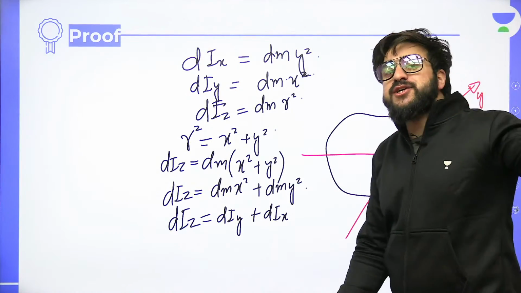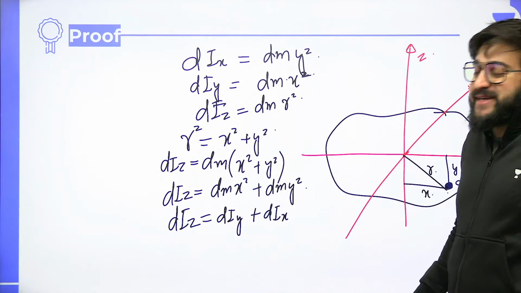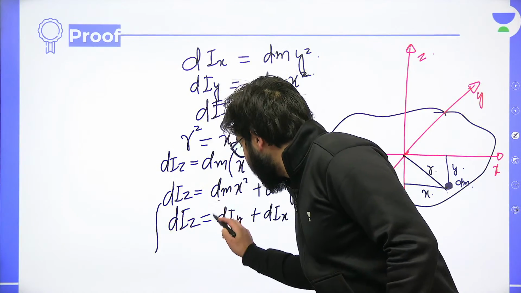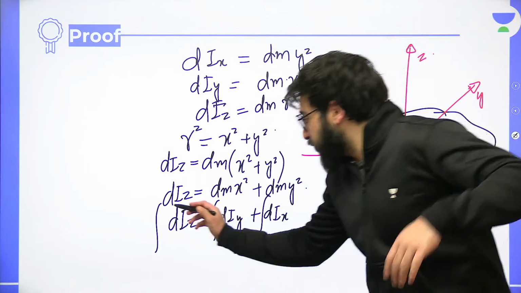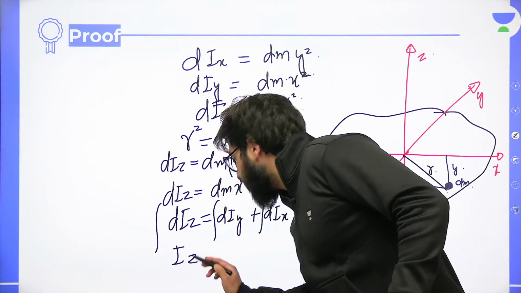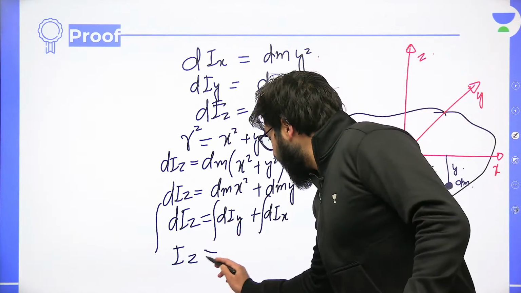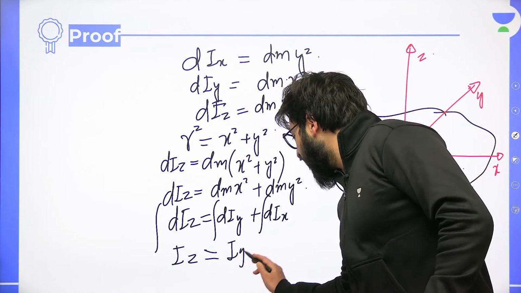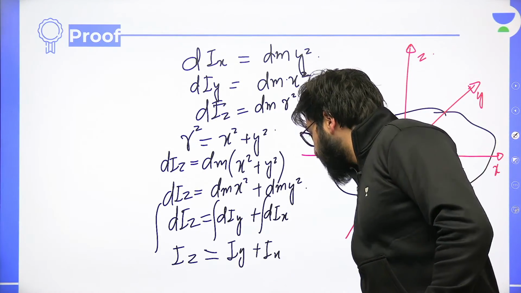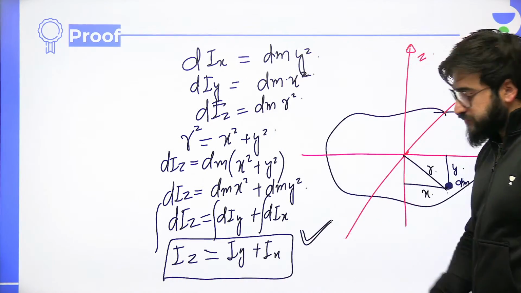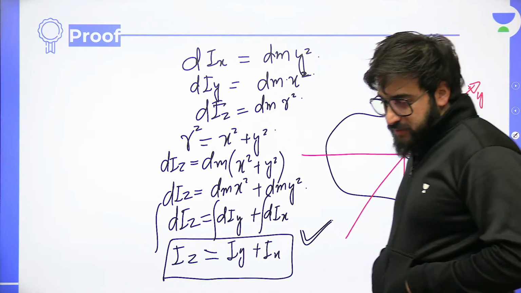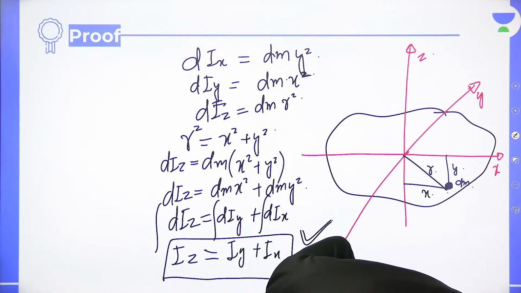Now, if you want to find the total moment of inertia, you will integrate. You'll integrate it, integrate it, integrate it. After integrating, you'll get the total moment of inertia. We represent that by Iz about the z-axis, which will be exactly equal to Iy plus Ix. Just keep this in your box. This is the proof. Okay? Everybody got it, man? Okay?